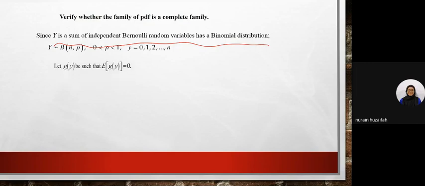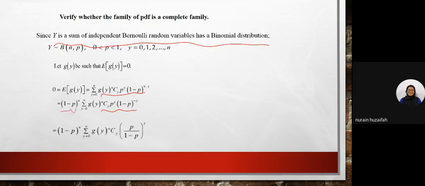Again, if you want to show that this is complete, find the expected value. Let's say we define g(y), and you want to show that the expected value of g(y) is equal to 0. So we construct the expected value: summation g(y) n choose y, p to the power y, 1 minus p to the power n minus y. Split the equation. The p to the power y, 1 minus p to the power minus y does not depend on y, so you factor it in front. Now we have p over 1 minus p.